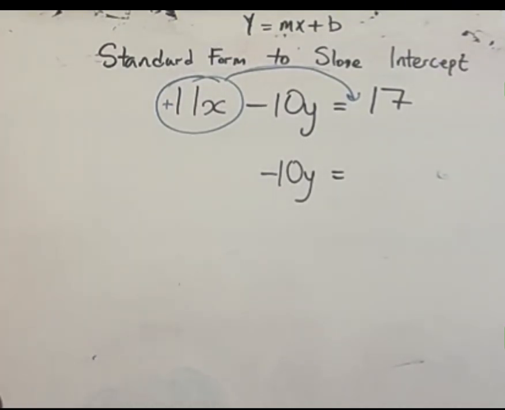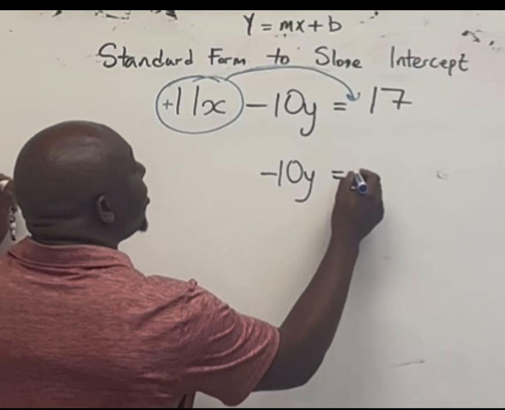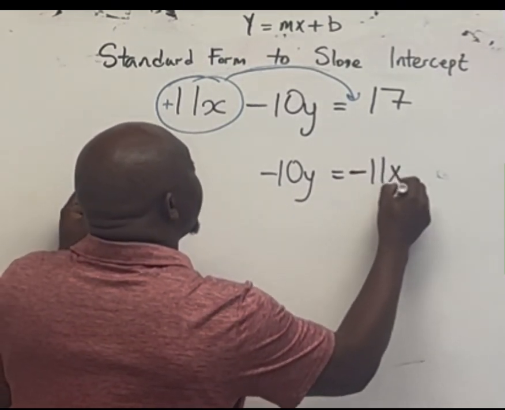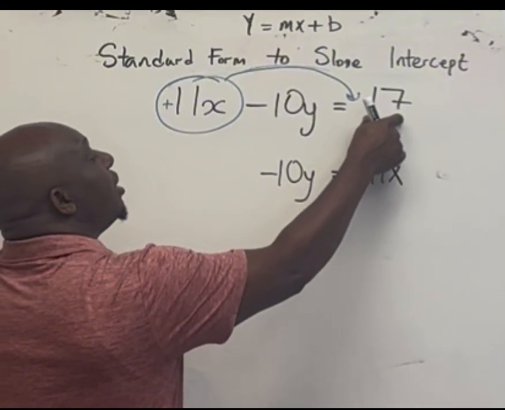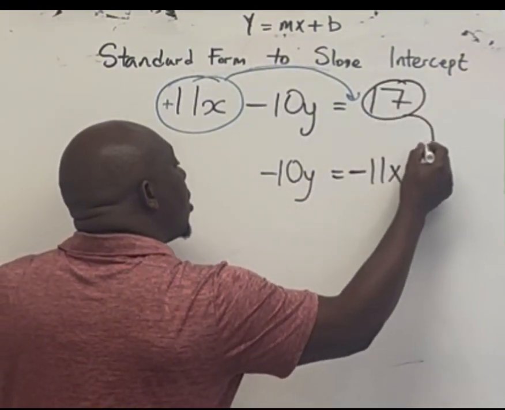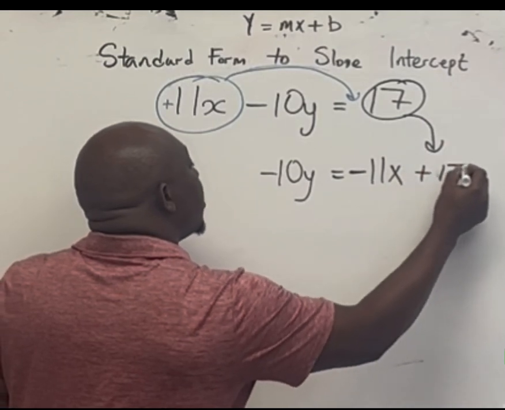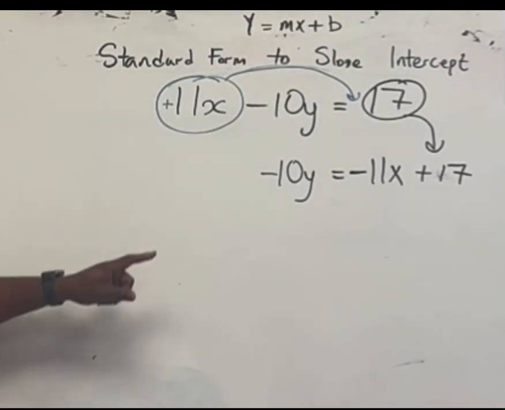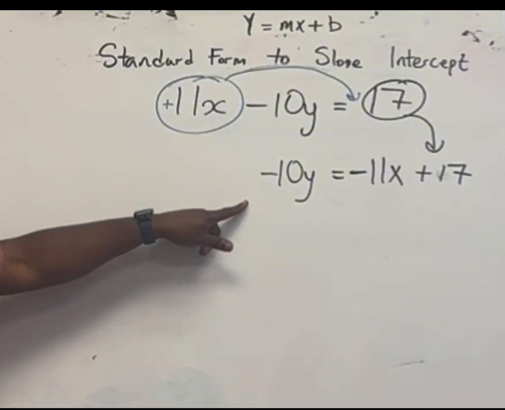So when you move across, negative 11x. What do I do with this 17? Drop it. Plus. And then we divide all sides by -10. Remember the previous question, we divide everything by -1. This time we're gonna divide by what? -10.